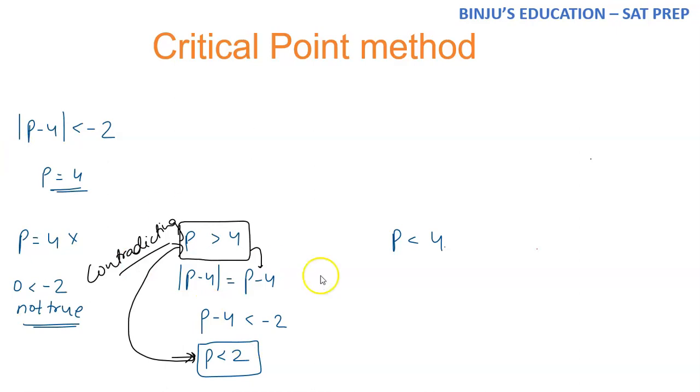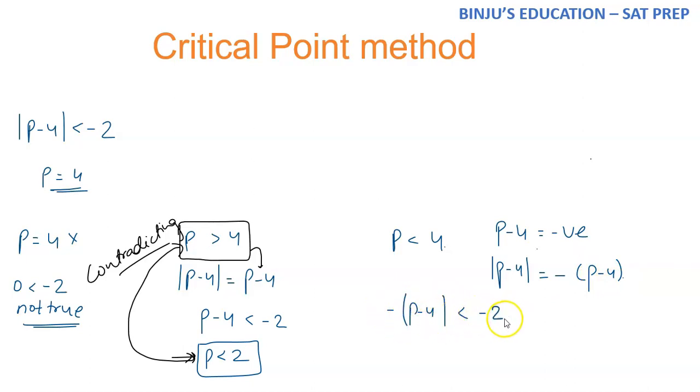p is less than 4. If p is less than 4, in that case p minus 4 will be negative. So in order to open mod of p minus 4, this will become minus of p minus 4. So I can say minus of p minus 4 will be less than minus 2. Multiply both sides by negative, sign of inequality will change. p minus 4 will be greater than 2, or p will be greater than 6.